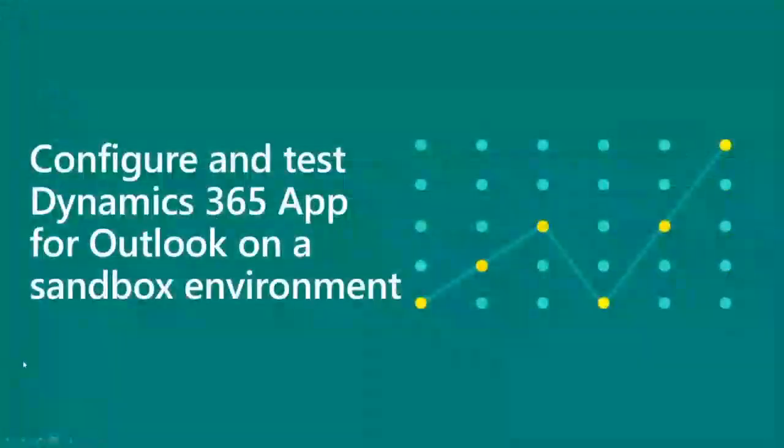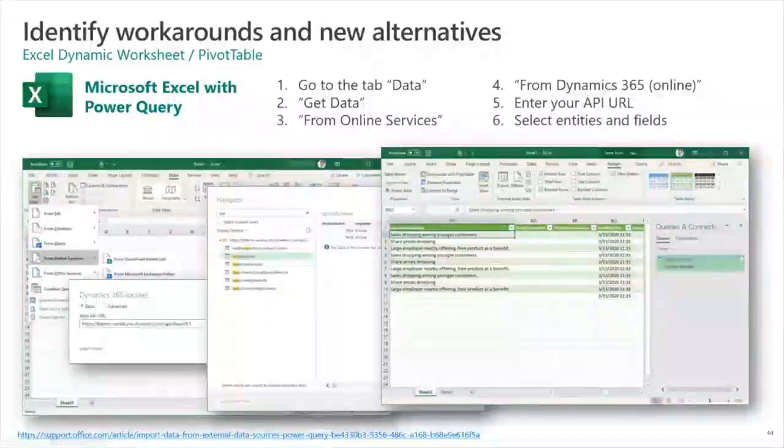You can also use a standard feature in Excel if you want to refresh data from Dynamics 365 to Excel. You have a Data tab in Excel, and if you click on Get Data from Online Services, you can choose Dynamics 365 Online. Enter the URL, and then you're able to select the entities you're interested in and get the data directly to Excel. And you can refresh that data so that it reflects the latest data that you have in your CRM.